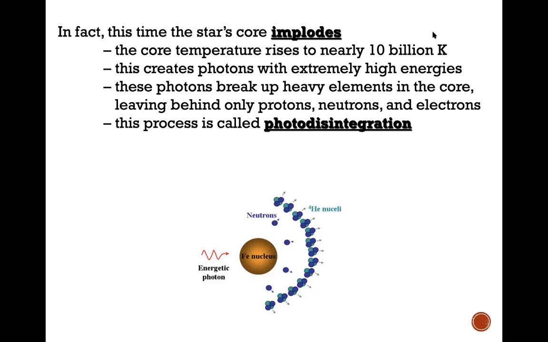So this is a specific name. So if I explain the same thing again, what photodisintegration means is, once you have this very high temperature like 10 billion Kelvin, due to this higher temperature, there will be extremely high energy photons. And these photons can break up these heavy elements at the central region. As a result of that, you will have protons, neutrons, and electrons at the central region of this star, right? And this whole process is what we call photodisintegration, right?